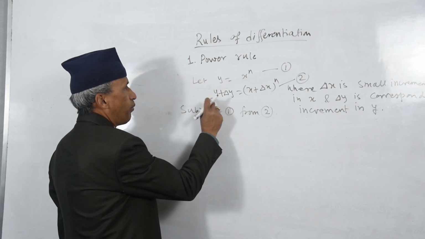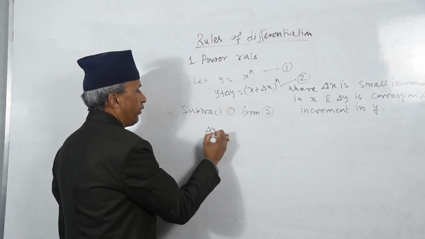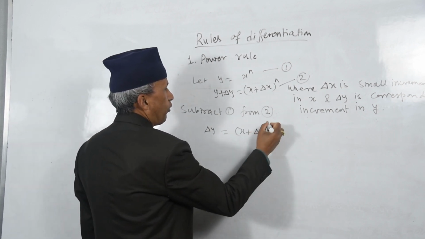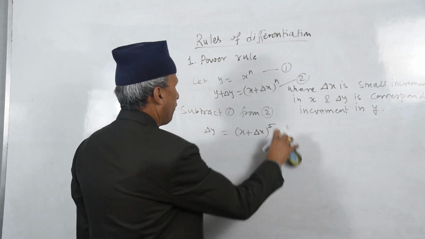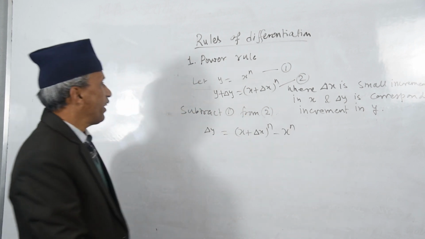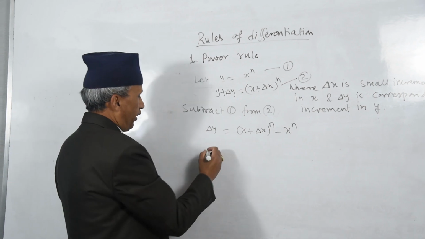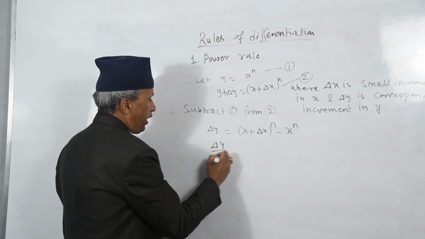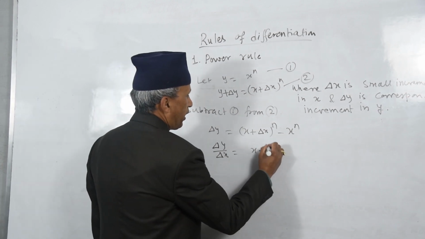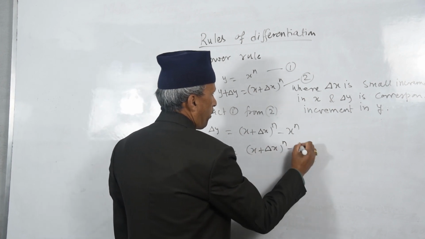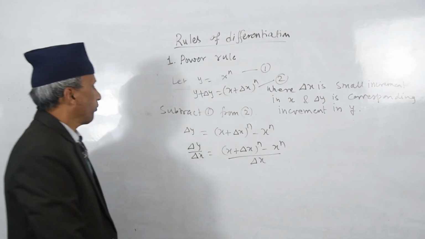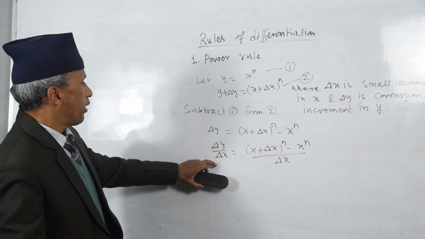You will be getting y plus delta y minus y, which is delta y, is equal to (x plus delta x) to the power n minus x to the power n. This is just the difference. Now delta y by delta x is equal to, dividing by delta x on both sides, (x plus delta x) to the power n minus x to the power n, divided by delta x.